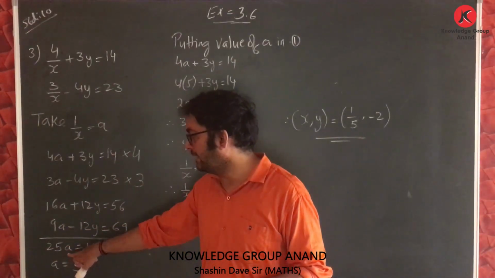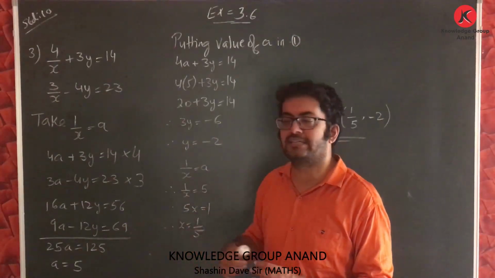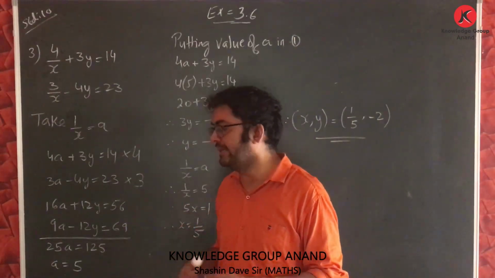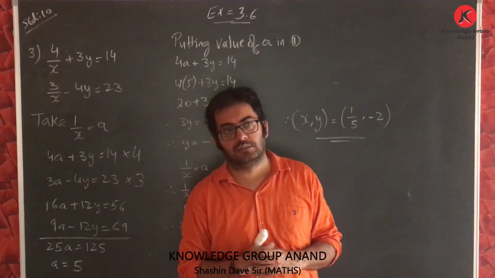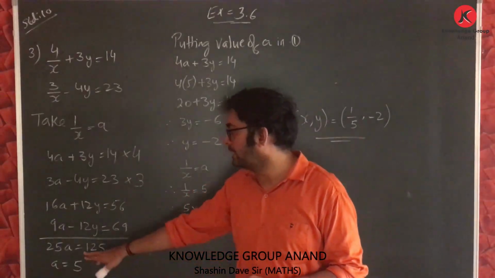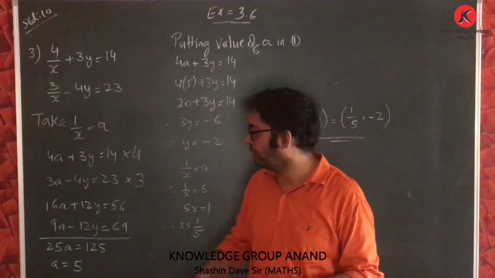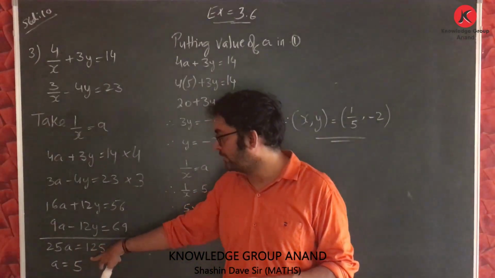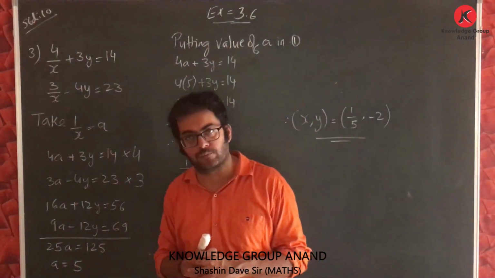So plus 12y minus 12y got eliminated. 16a plus 9a gives 25a. And when you add 56 and 69, you will get 125. So after eliminating the y part, the thing I have is that 25a is equal to 125. So the value of a is 125 upon 25, that is, the value of a is 5.